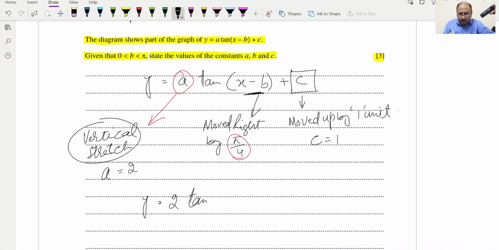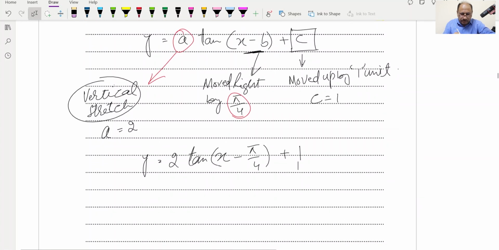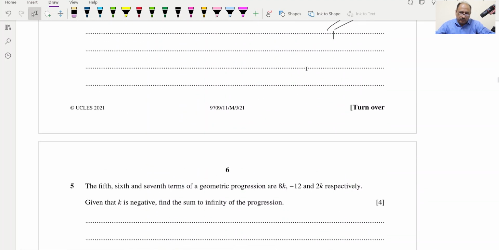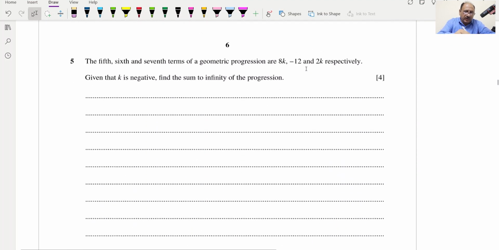2 tan of (x minus pi by 4) plus 1. So we can provide the values: a is equal to 2, b is equal to pi by 4 and c is equal to 1. These will be the values. Hopefully you understood this. Now question number 5.